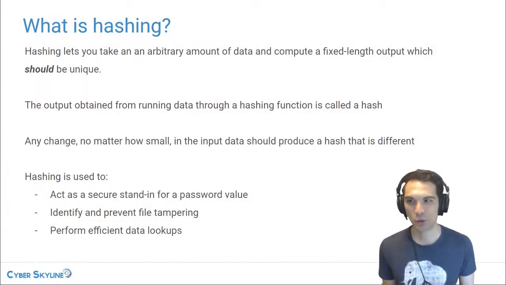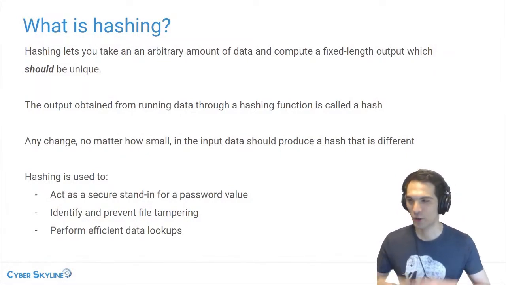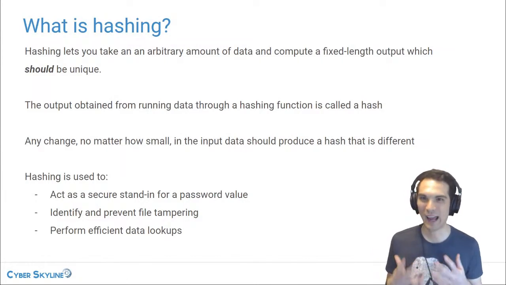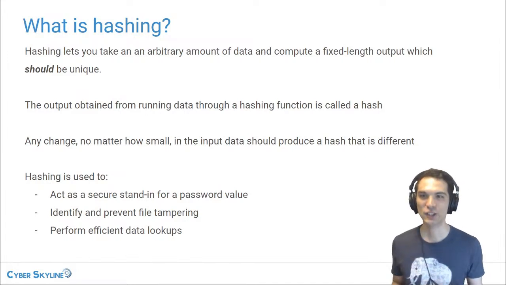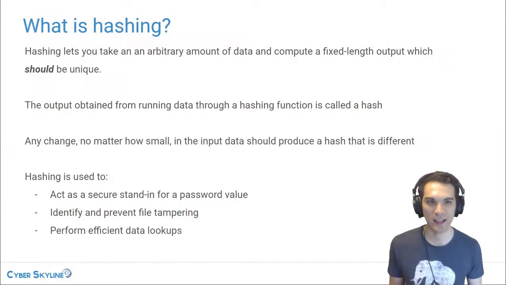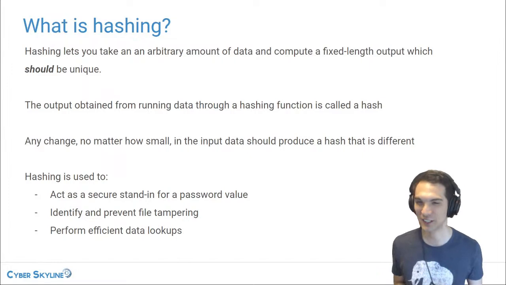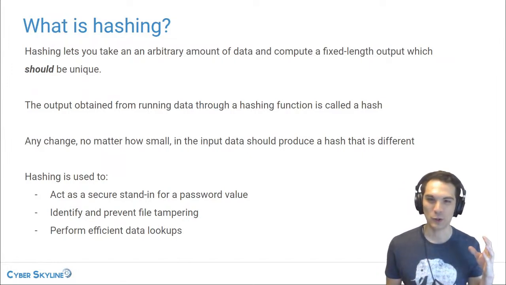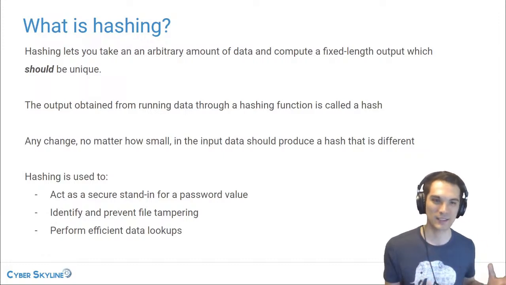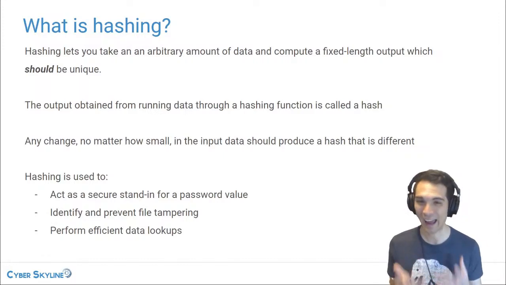When it comes to file hashes, you've probably heard of the term hashing used in many other contexts. So let's explain what it is for a second. Hashing is a method that lets you take an arbitrary amount of data and compute a fixed length output, which should, and the should here is very important, be unique. The output that you obtain from running the data through the hashing function is called the hash.